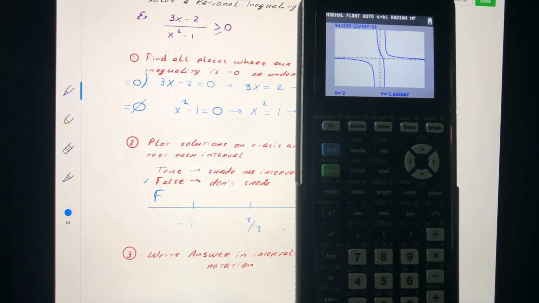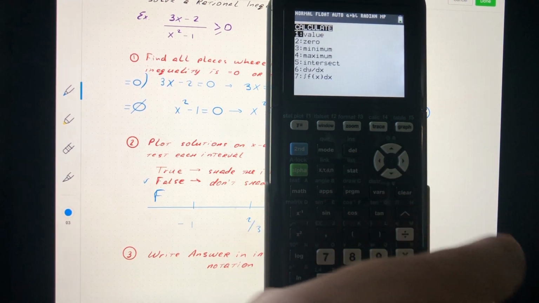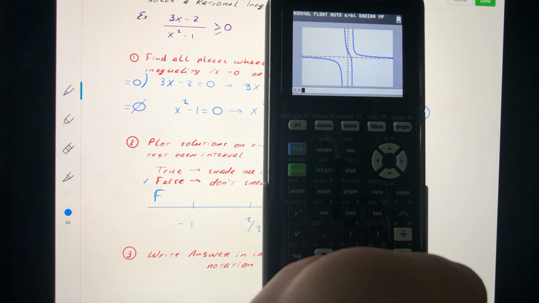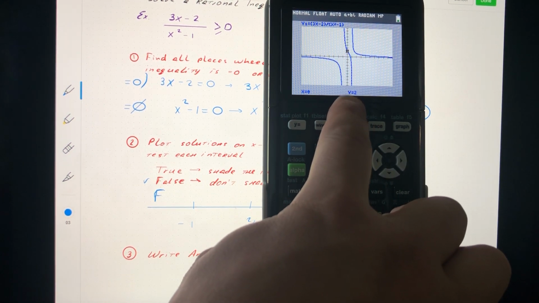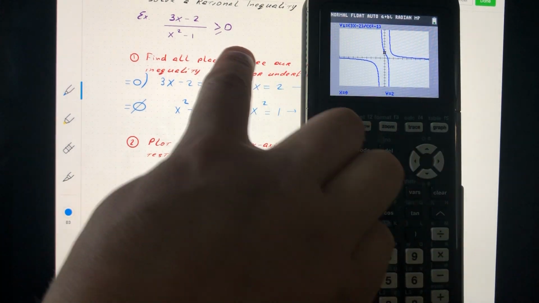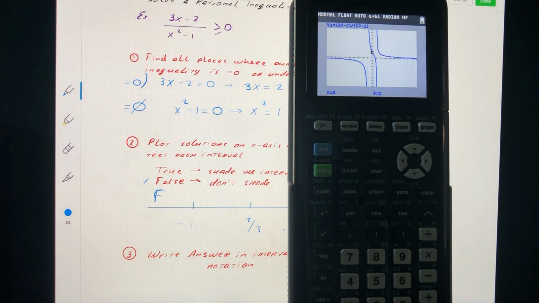Now we need some point between -1 and 2/3. Well, 0 happens to be between -1 and 2/3, and if we plug in second calculate and go to the value and we try 0, we're now getting a positive value, +2. And positive numbers are bigger than 0, which makes this a true statement. So this is true, and that means from -1 to 2/3 is going to be part of our solution.